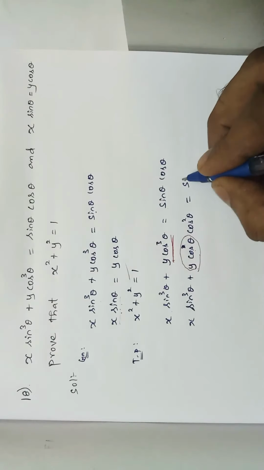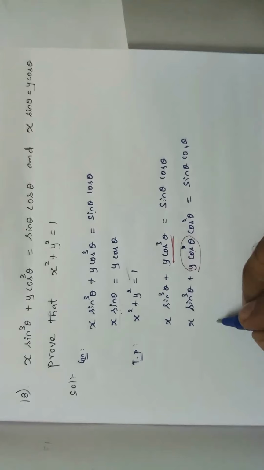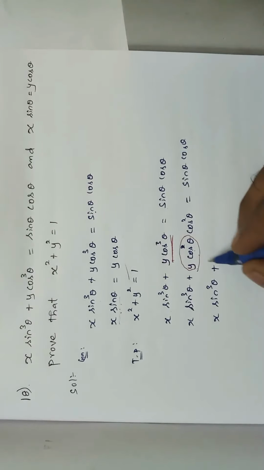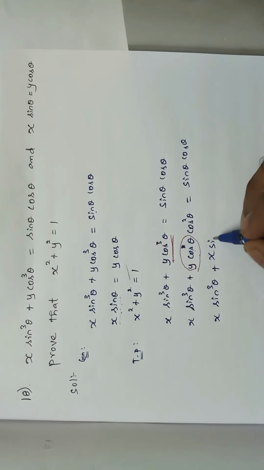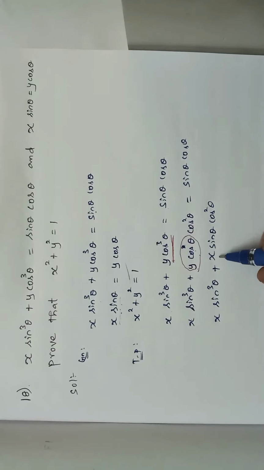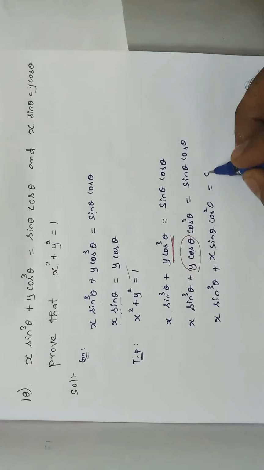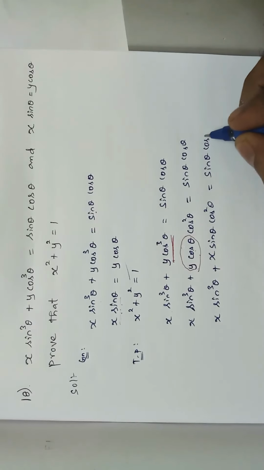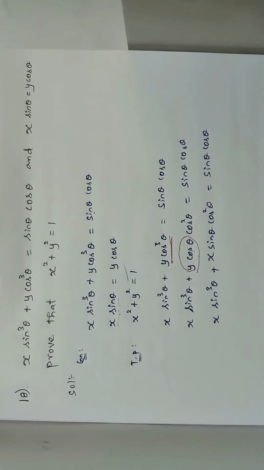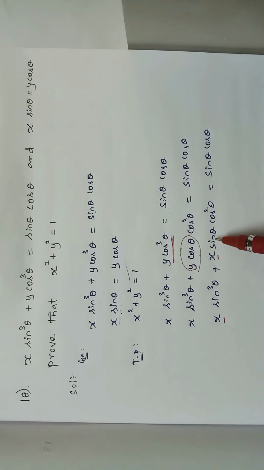It is equal to sin theta cos theta. So already we know that y cos theta is equal to x sin theta. So x sin cube theta plus x sin theta into cos square theta. Instead of y cos theta, I have substituted x sin theta, equal to sin theta into cos theta. Now just compare the two terms. Any common terms? Yes, x and sin are common.